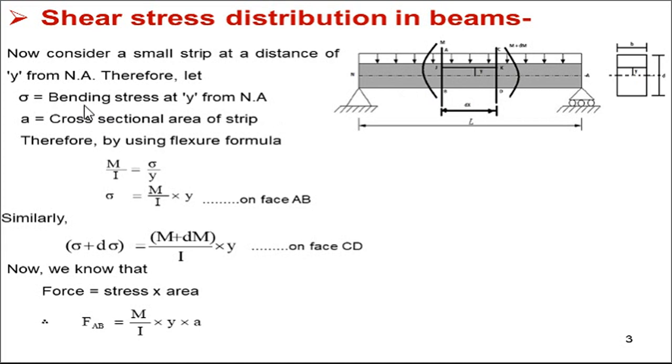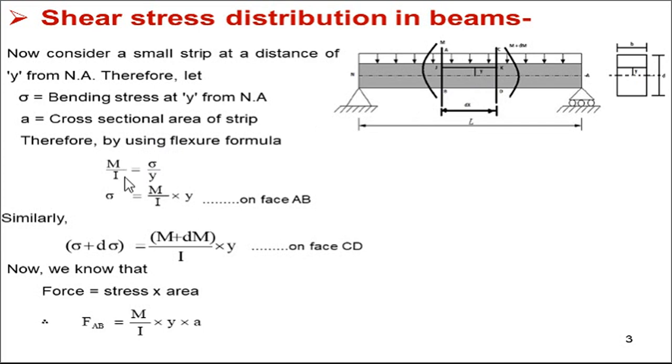Now, we know that sigma is the bending stress at y from the neutral axis. So the bending stress at that particular strip is sigma, at a distance of y from the neutral axis. And consider a small cross-sectional area of the strip. So this strip JK has a cross-sectional area which is considered as small a.